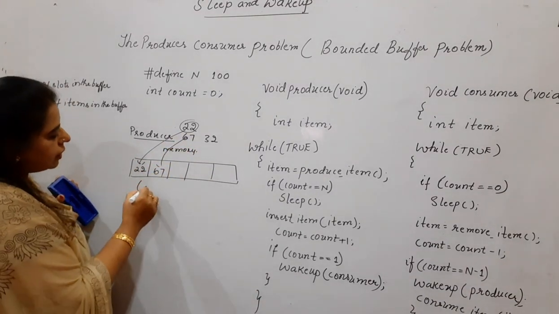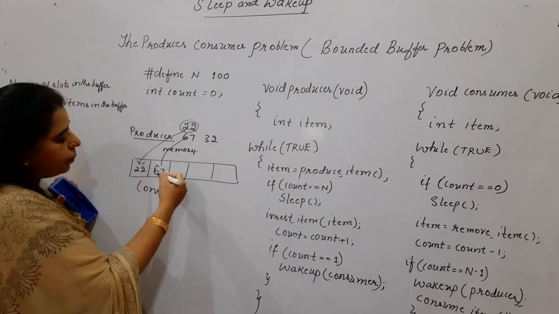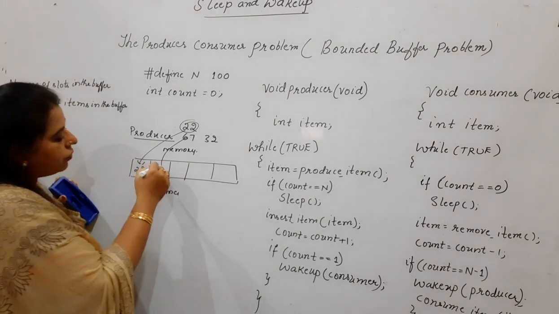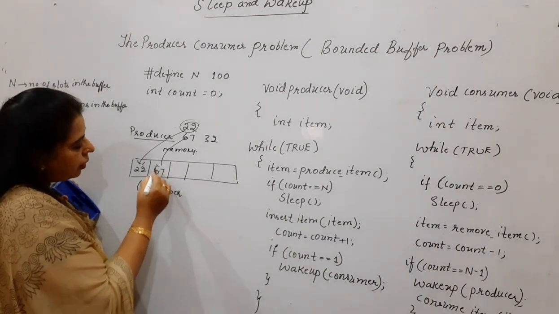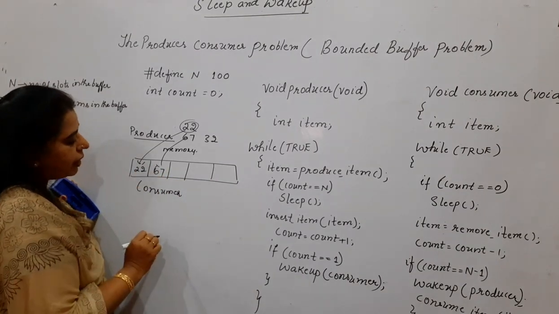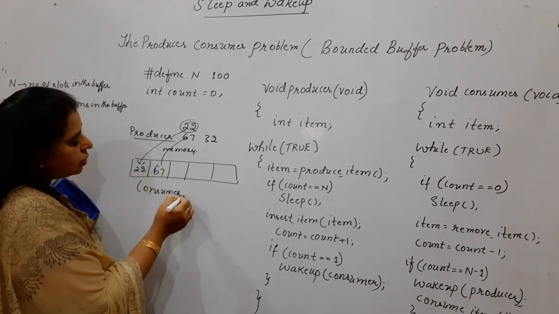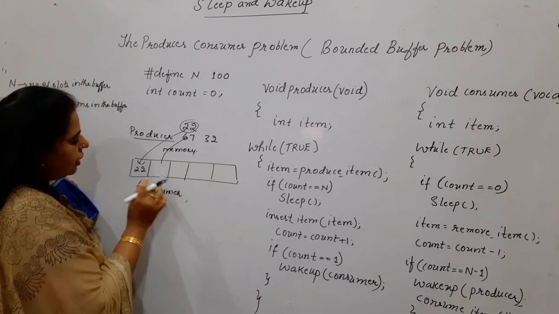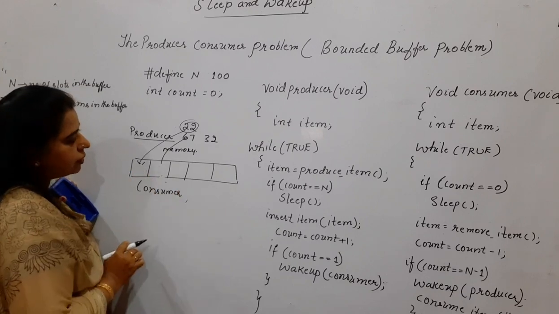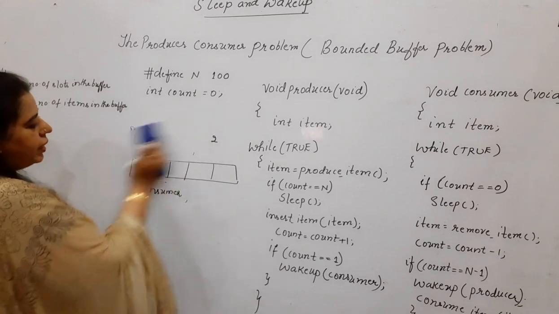The other process, the consumer, its job is to take these items, to pick the items from this memory. When it picks the items from the memory, the consumer's job is to simply take the items from the memory and consume them. So this consumer will take out the items, like it will take 67, then it will take back this 22, so it will make this memory location empty. So this is the job of the producer and the consumer.